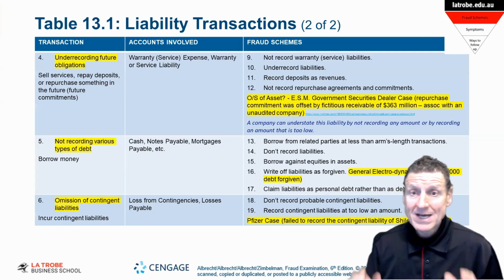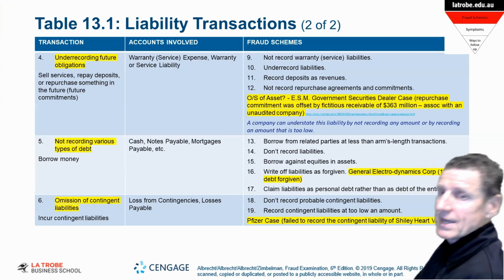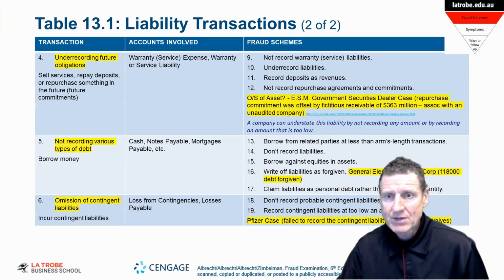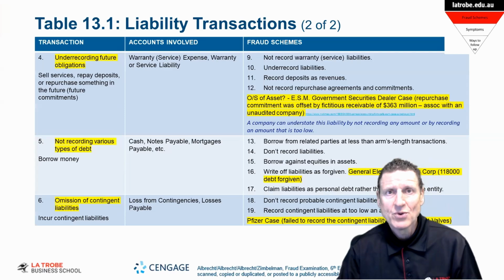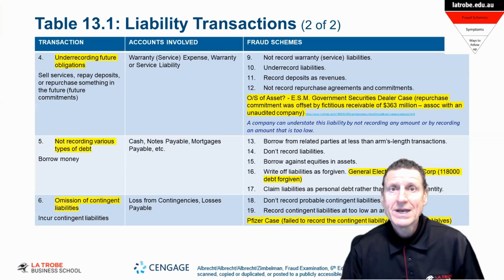The Pfizer case, they failed to record the contingent liability of the Shiley heart valves. There were hundreds of them sold and failed, and there were huge damages awarded in the end. But during the time of the sales, they didn't record at any time the contingencies associated with their heart valve failure.